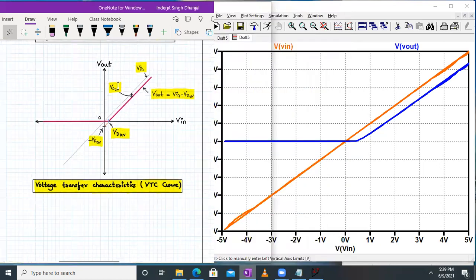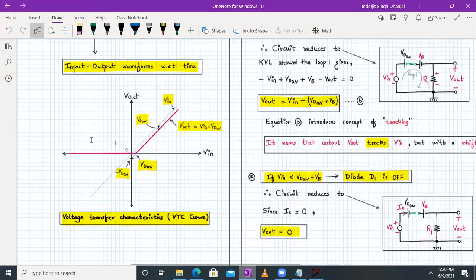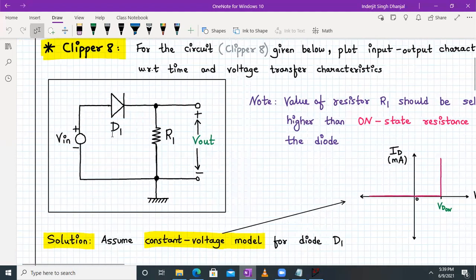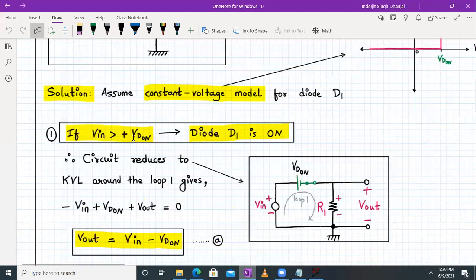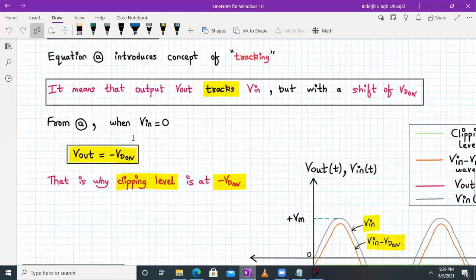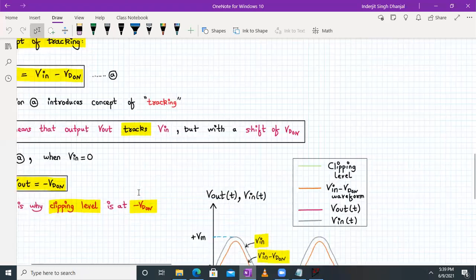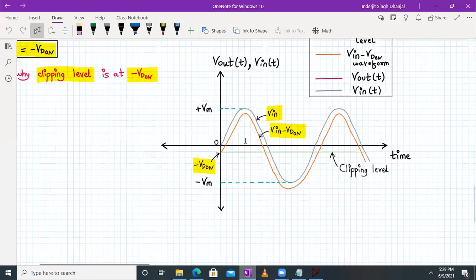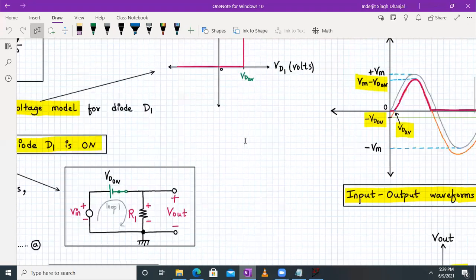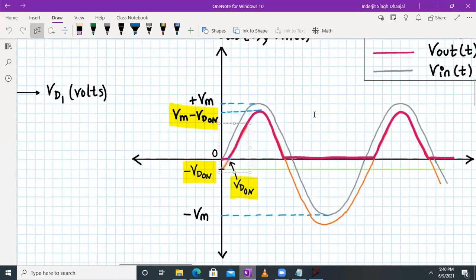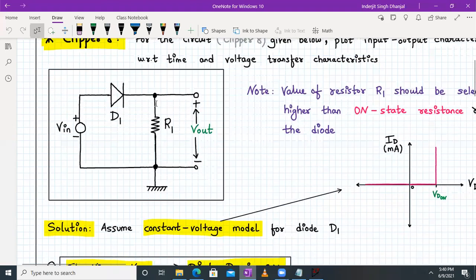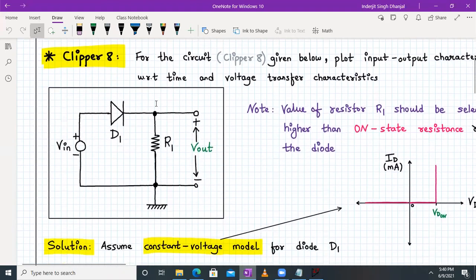Okay, so with this we have come to the end of this session. We have discussed today clipper number 8, particularly the series clipper, and we have seen the very important concept of tracking and the clipping level and drawing the tracking waveform, and then with the help of the tracking waveform, drawing the output waveform.